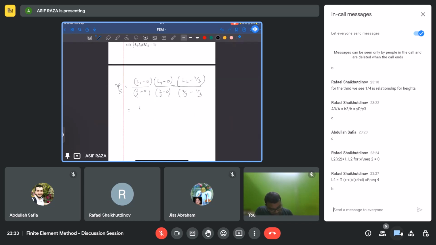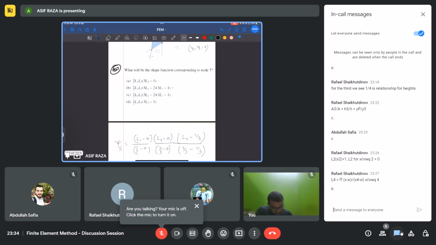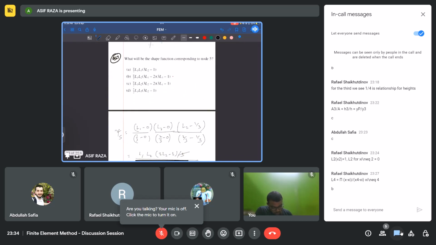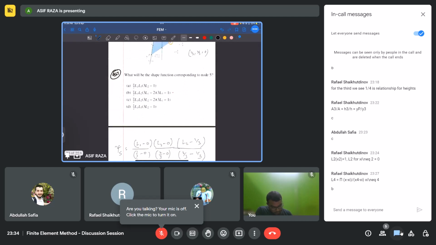L1, L2, (3L2 minus 1) upon 3 here. Now here 1/3, 2/3, and this is 1/3, so this cancels out. So this would be 9/2 L1 L2 (3L2 minus 1). This should be the answer I was feeling: 9/2. And none of the options matches.